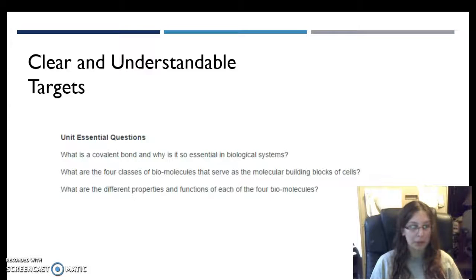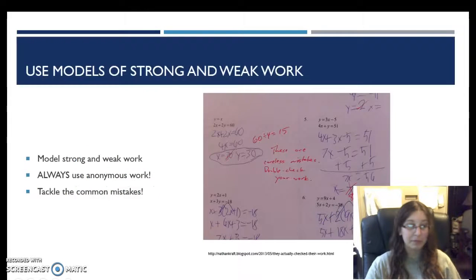I have an example here of clear and understandable targets in the form of essential questions. So students can look at these questions and understand that this is what we want them to learn from the lesson. This is what we want them to take away.